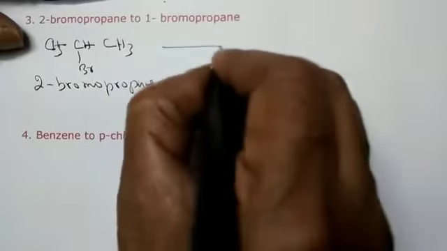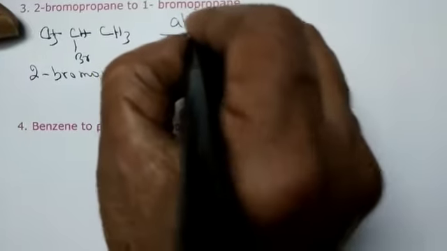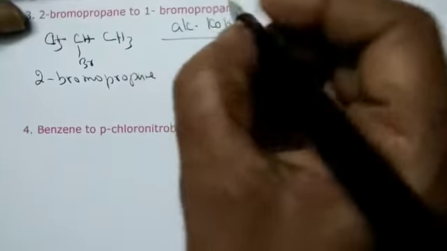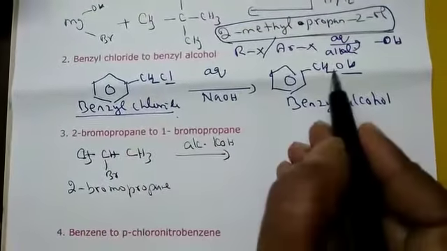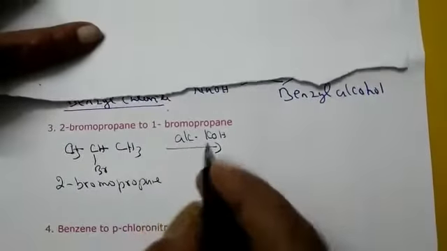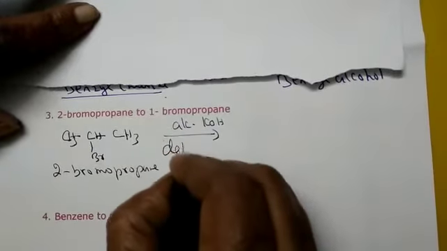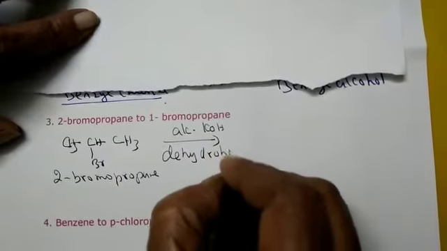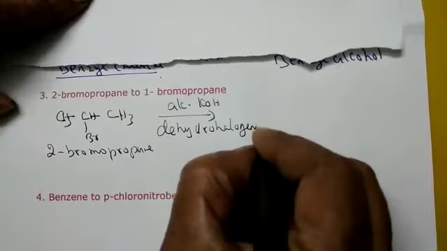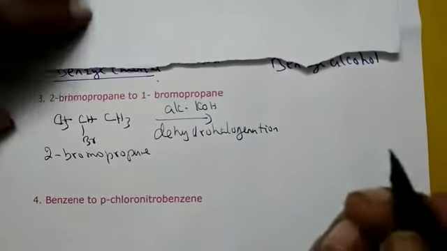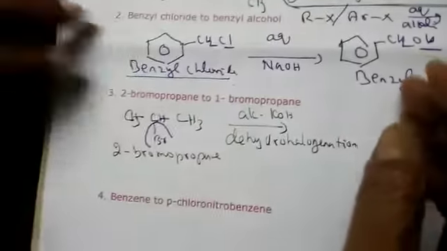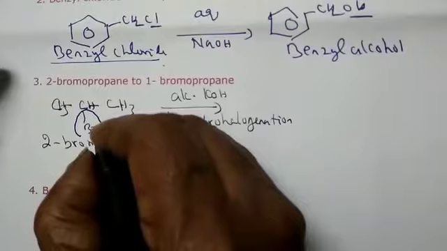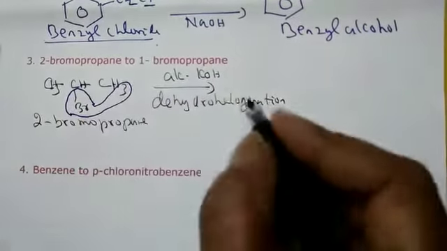Then we are going for alcoholic potassium hydroxide. Here it is aqueous, and aqueous means halide to alcohol. Now alcoholic means it follows dehydrohalogenation. These are the basic knowledge we should have. What will be happening in dehydrohalogenation? The halogen Br is getting removed along with the hydrogen. This is okay.